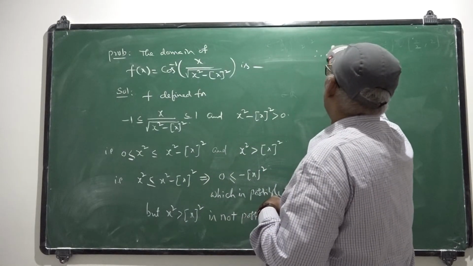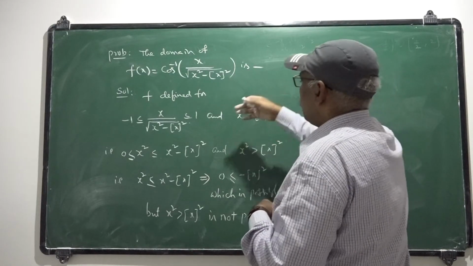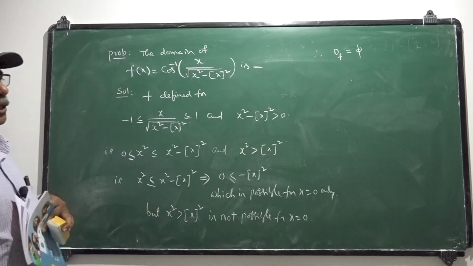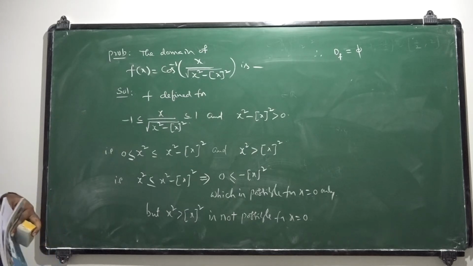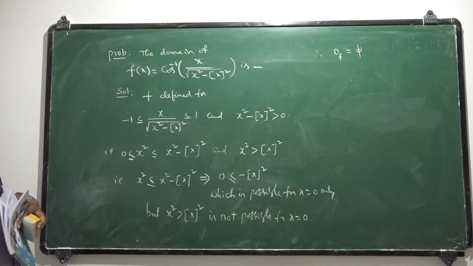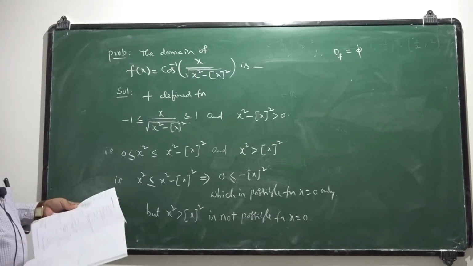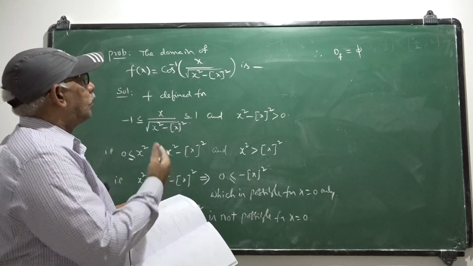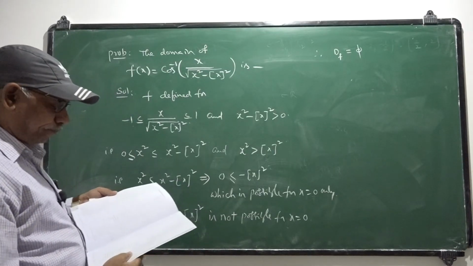Therefore, the domain of the function, D of f, is phi. No such value of x exists for which f(x) is defined. Once it is cot inverse instead of cos inverse, the domain exists. Once it is cos inverse, the domain does not exist. That is to be observed here.